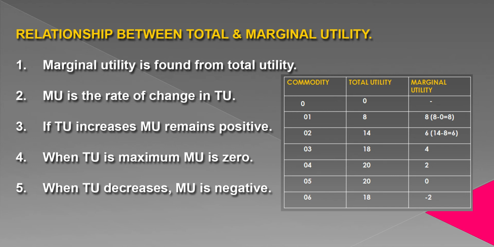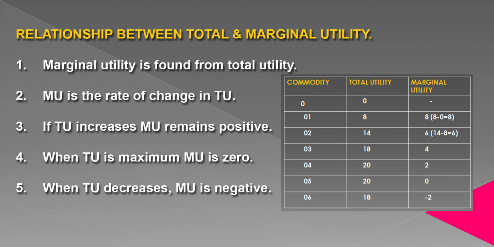The marginal utility column indicates how much change occurs in total utility. If total utility increases, marginal utility remains positive. You can see when total utility increases from 8 to 14, 14 to 18, 18 to 20, marginal utility no doubt decreases but remains positive. That is 8, 6, 4 and 2.